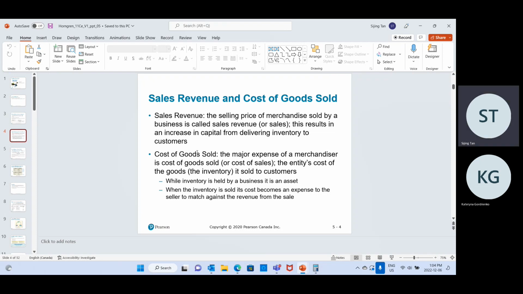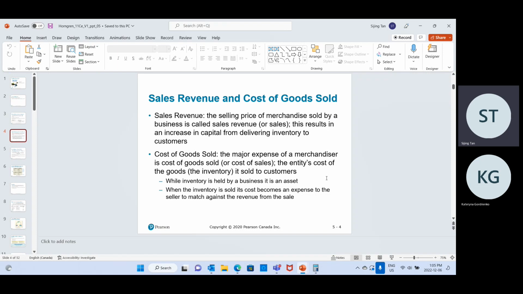One of the things you need to focus on is the cost of goods sold. That is one of the major expenses, and sometimes students get confused about how to calculate the cost of goods sold. Now, the entity's cost of the goods, which is the inventory, is sold to the customer. While inventories are held, it is an asset. When the inventory is sold, its cost becomes an expense to the seller.